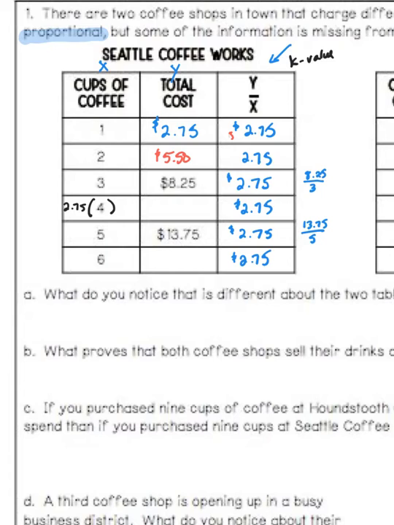So when we take $2.75 times 4, we get $11. And if you would like to double check that, if I added $2.75 to $8.25, it would be 11. So for the next blank y, we would use our equation. Our k value is $2.75. Our x value this time is 6 cups of coffee, and that's going to give us our y value, kx equals y. So in this case, when we multiply 2.75 times 6, we would get $16.50.